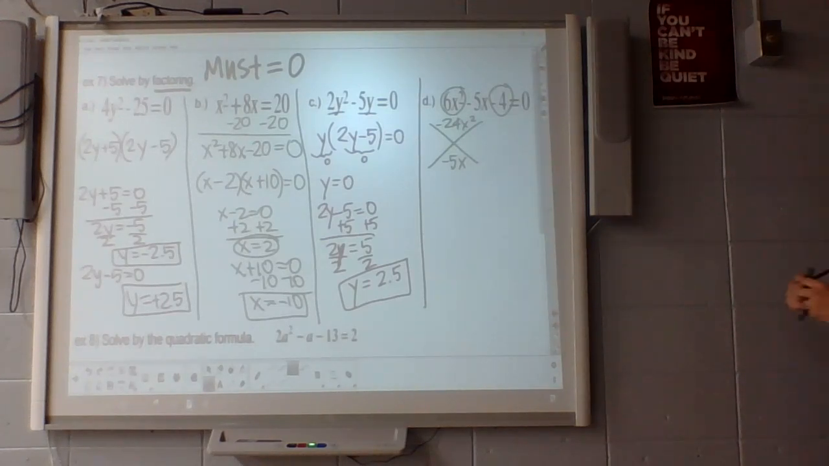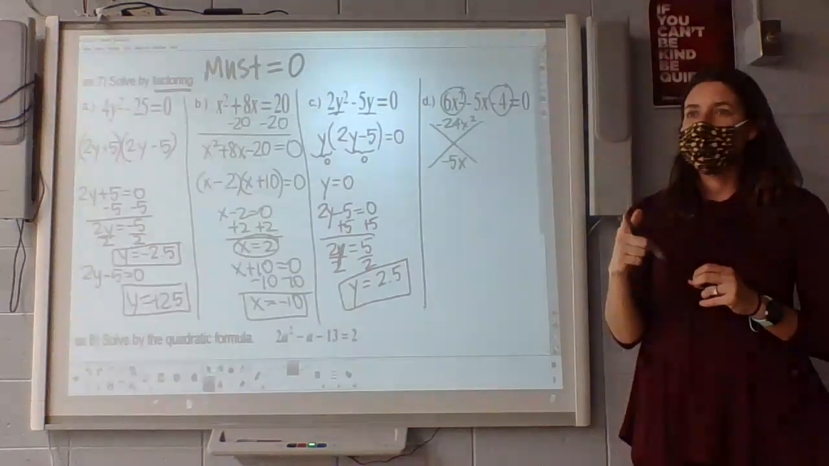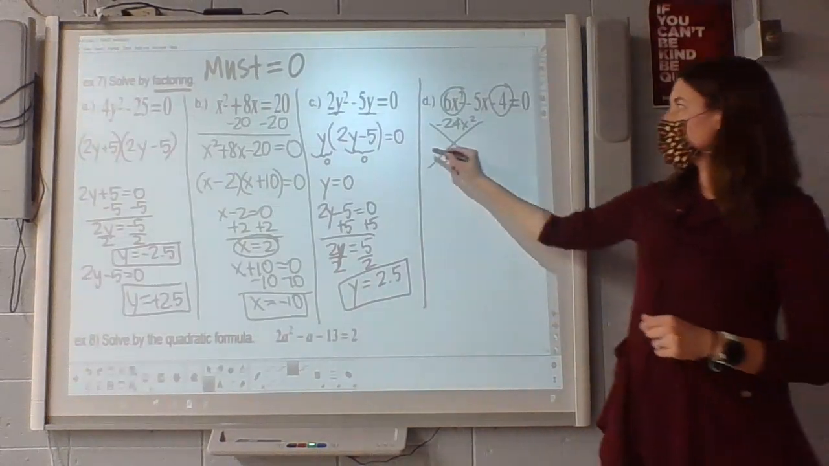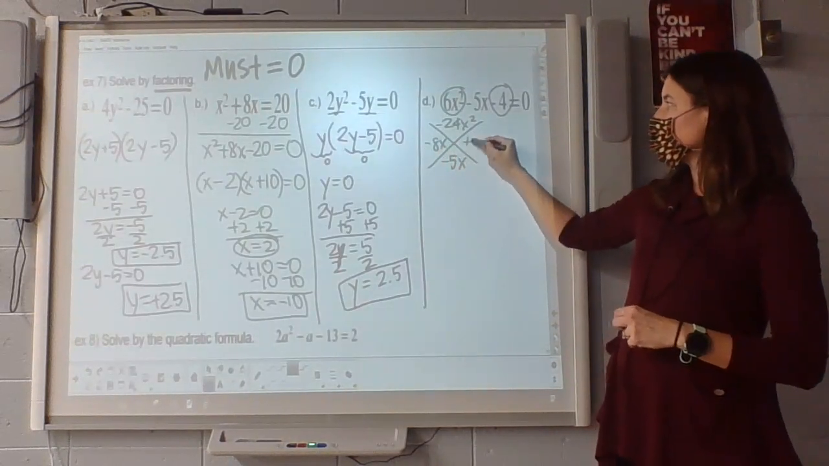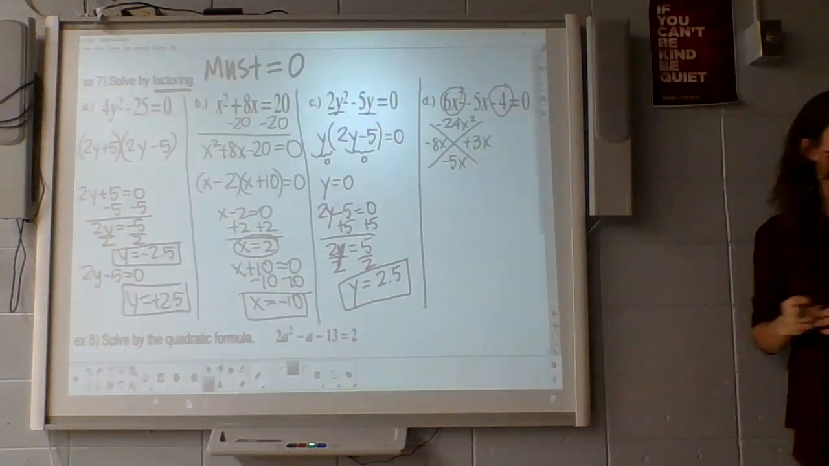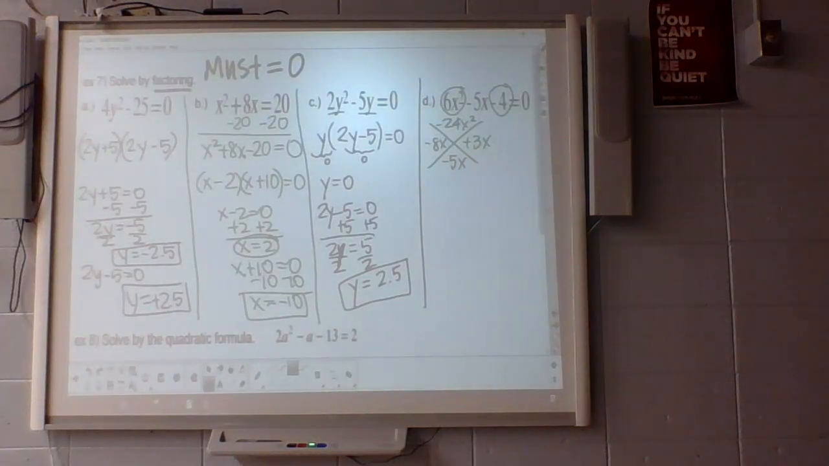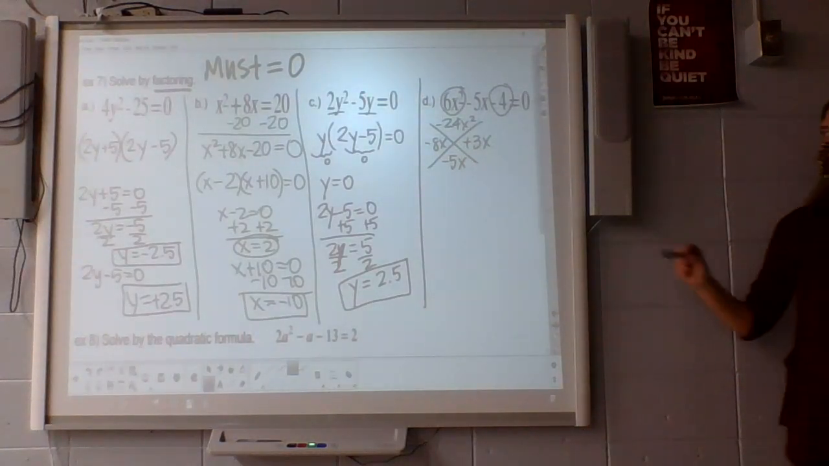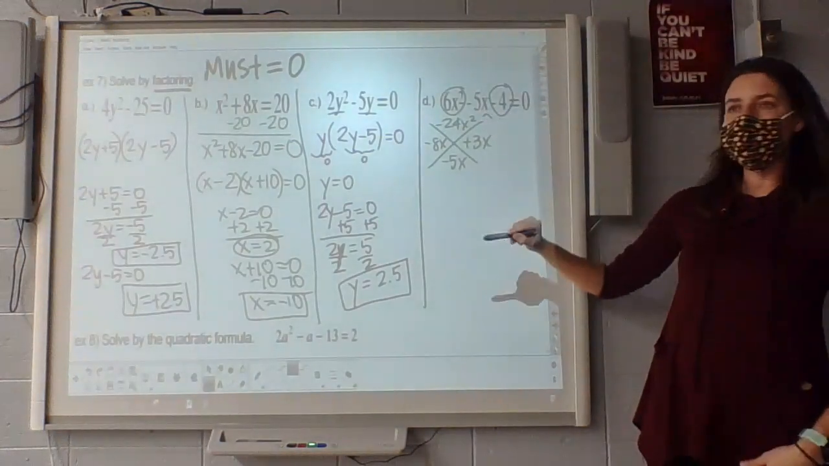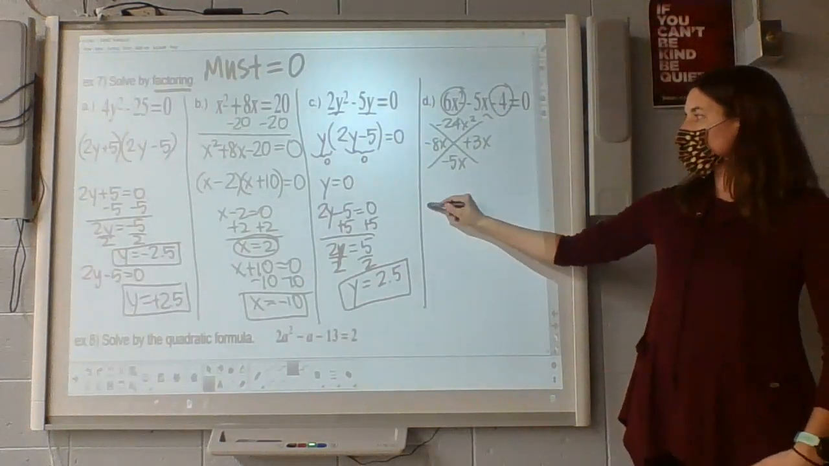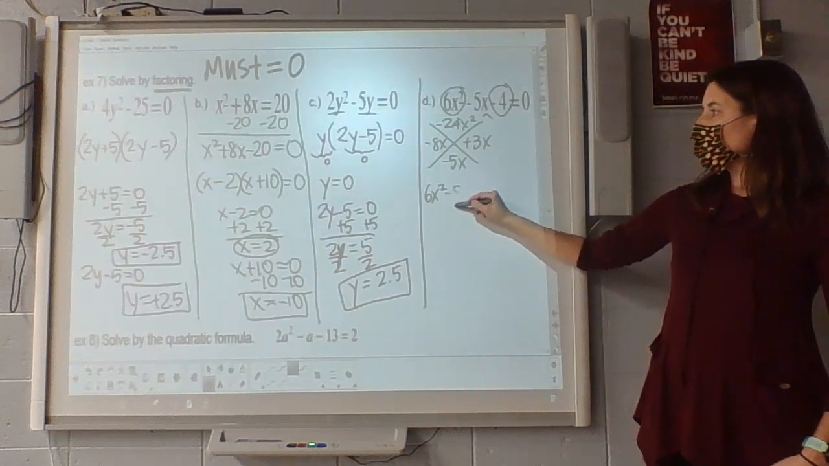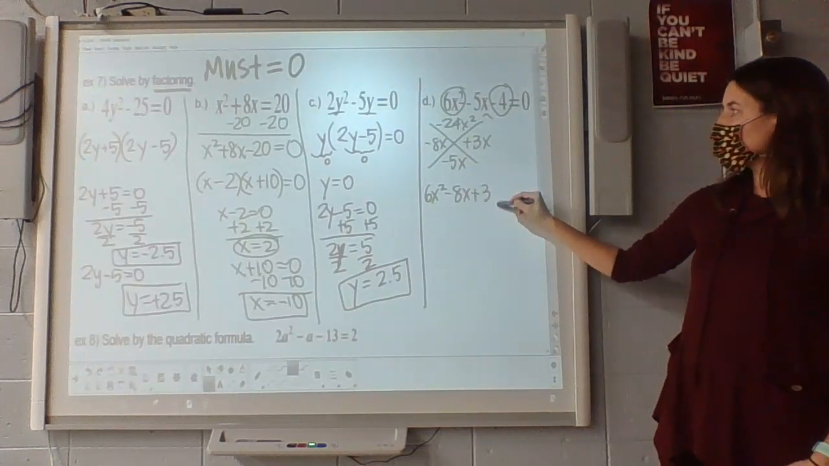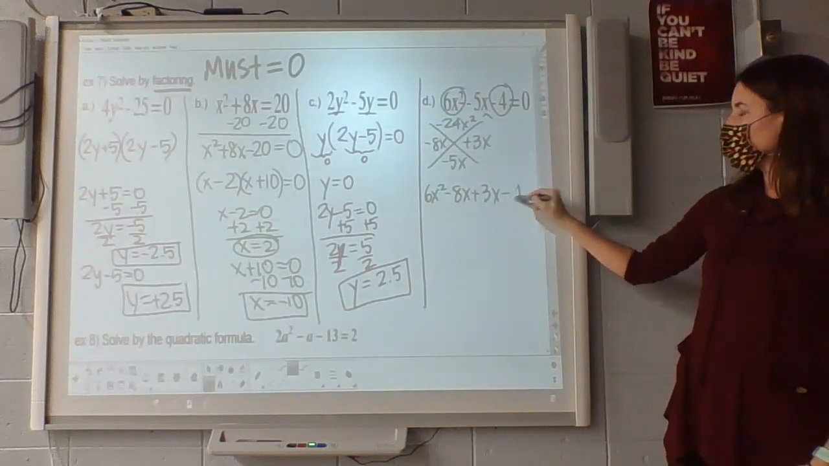Minus 8 plus 3. What we use those two for is to split the middle term up. The first and last term are going to stay the way they are, but I'm going to split the middle term using those two new factors.